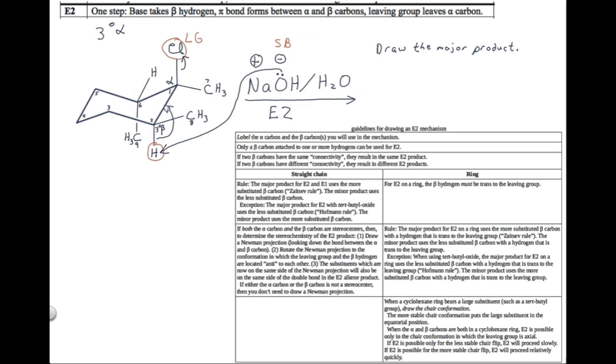Something I forgot to mention. Notice that on this problem, there's no need to draw the other chair flip. This chlorine is already in the right position for E2, in the axial position. And notice that we have two methyl groups in equatorial positions, so this should be a pretty stable chair flip. This is a fairly stable chair flip because we're able to get two of the methyl groups in equatorial positions. The leaving group is in the right position for E2 in the axial position. So there's no use in drawing the other chair flip for this picture.